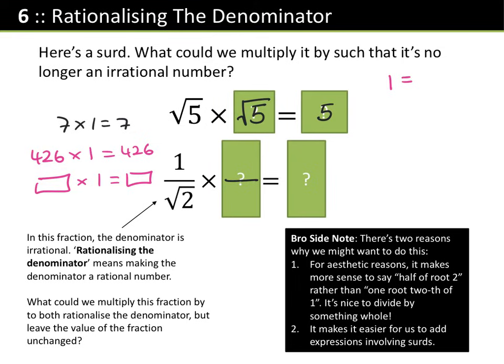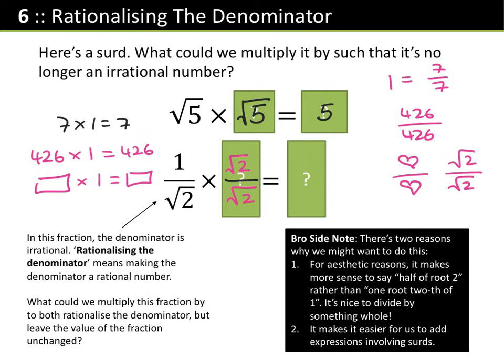For example, 7 over 7 equals 1. 426 over 426 equals 1. Love heart over love heart equals 1. Anything over anything equals 1. Anything multiplied by 1 equals what it was. So, using that theory, we can multiply this by root 2 over root 2, because if the numerator is exactly the same as the denominator, it equals 1.